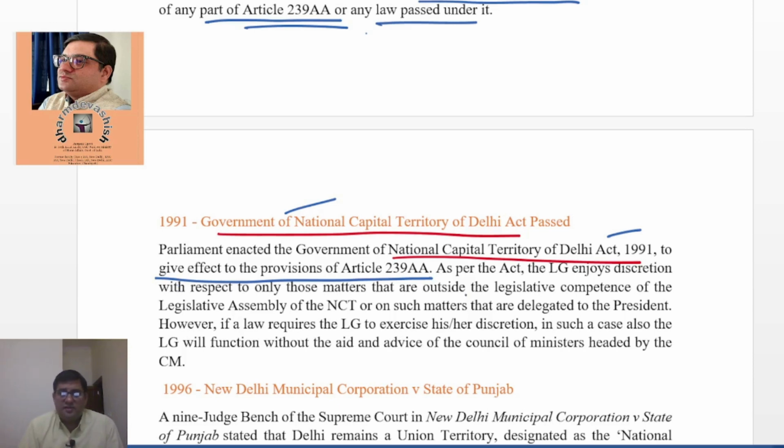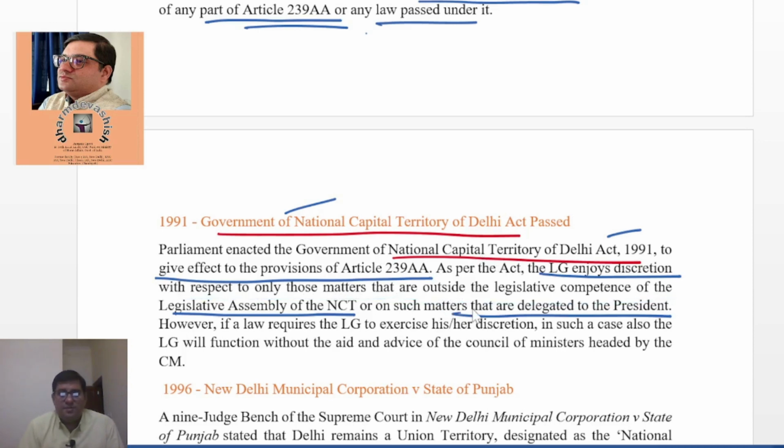Now, as per the Act, the LG enjoys discretion. The Lieutenant Governor enjoys discretion with respect to only those matters that are outside the legislative competence of the Legislative Assembly of NCT, or on such matters that are delegated by the President.